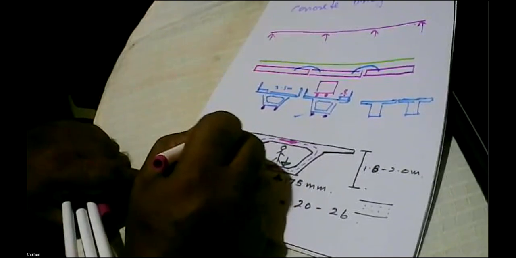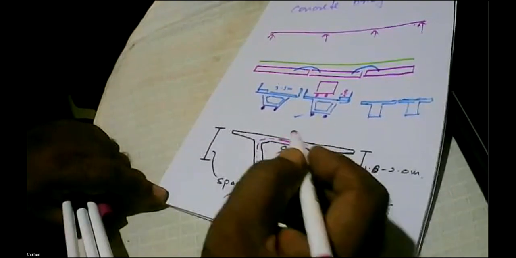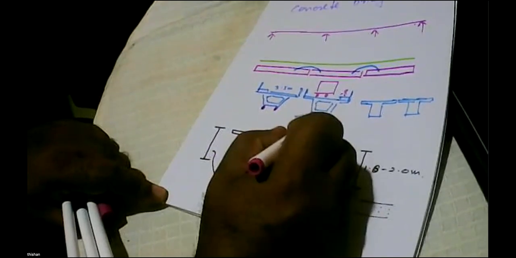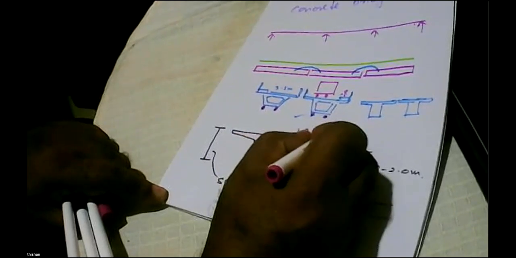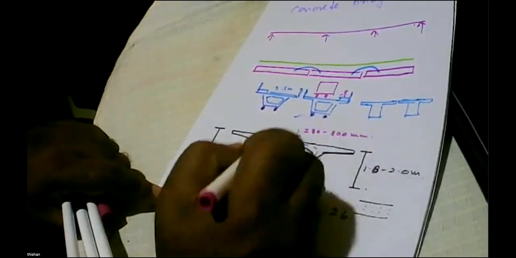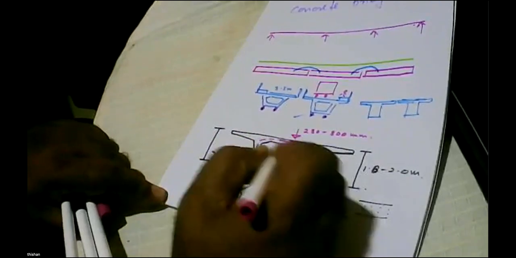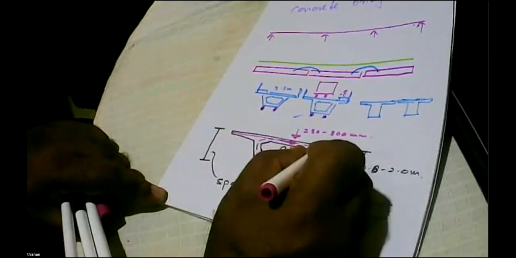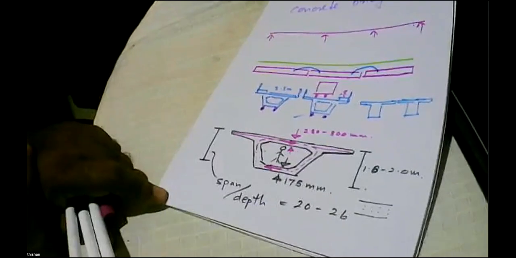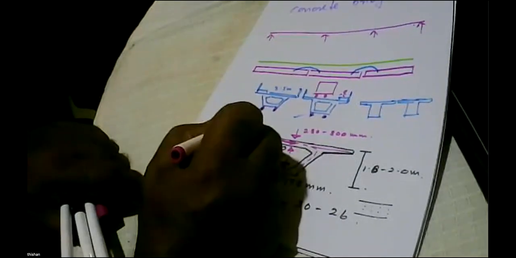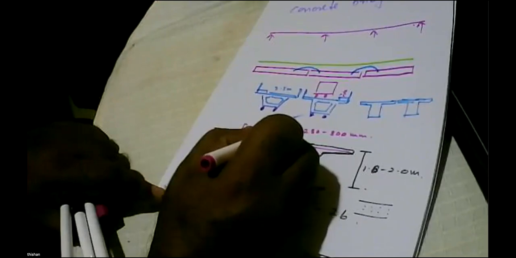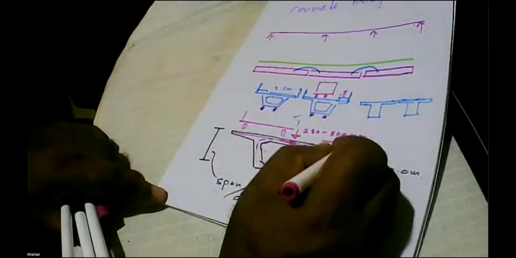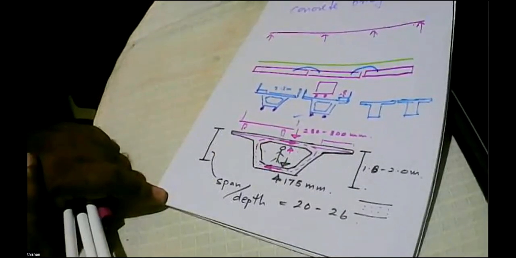Then we have to think, okay, what are we going to do here for the top slab? Now the top slab thickness can be something like 250 to 300 millimeters. The reason is here we have chamfers and here we have a cantilever. So we'll have to provide some reinforcement here and ensure that this cantilever can carry a heavy load, because there can be a pedestrian pavement here and it should be able to carry a heavy load.